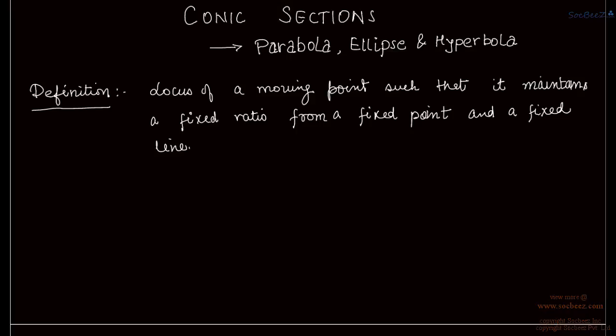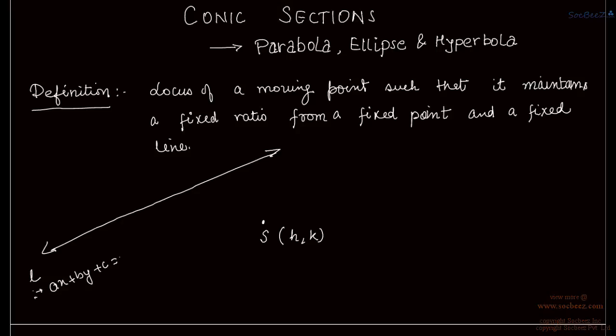Say, suppose this is S. S is a fixed point. Say there is a line, say this is a line L, whose equation is given by ax plus by plus c is equal to 0. Say this is a fixed line and this is a fixed point, and a point P is moving. Say this is a point P, moving point.